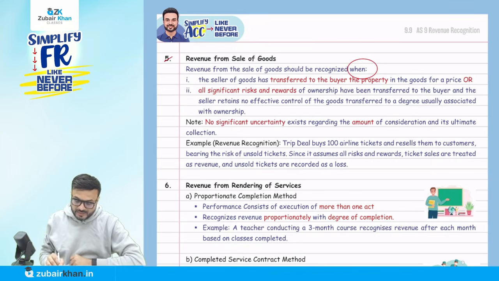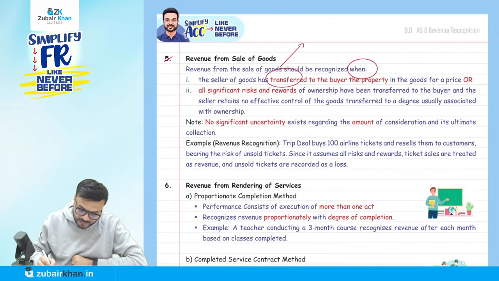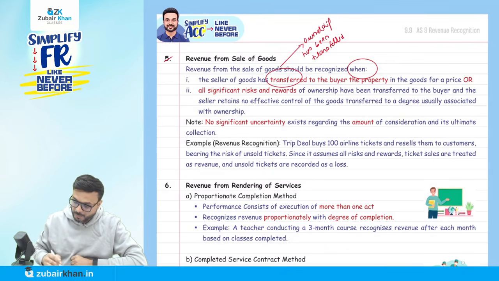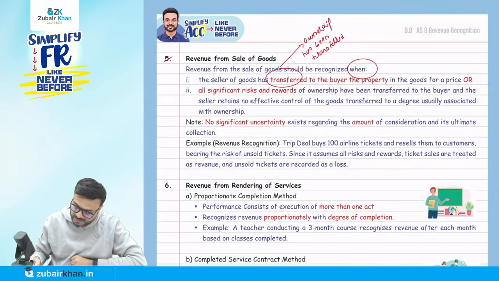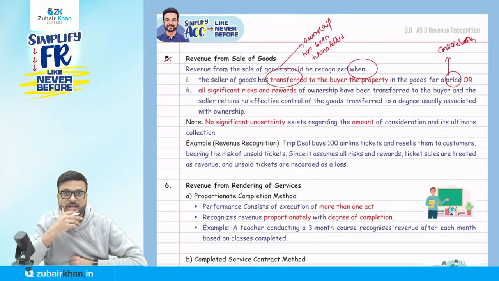They say the seller of goods has transferred to the buyer the property in the goods for a price. What do you mean by transfer here? Transferred means ownership. Ownership has been transferred to the buyer for the property in the goods for a price. Price means consideration, for some amount. So when you transfer the title, it will be considered as sales. Transfer of goods.